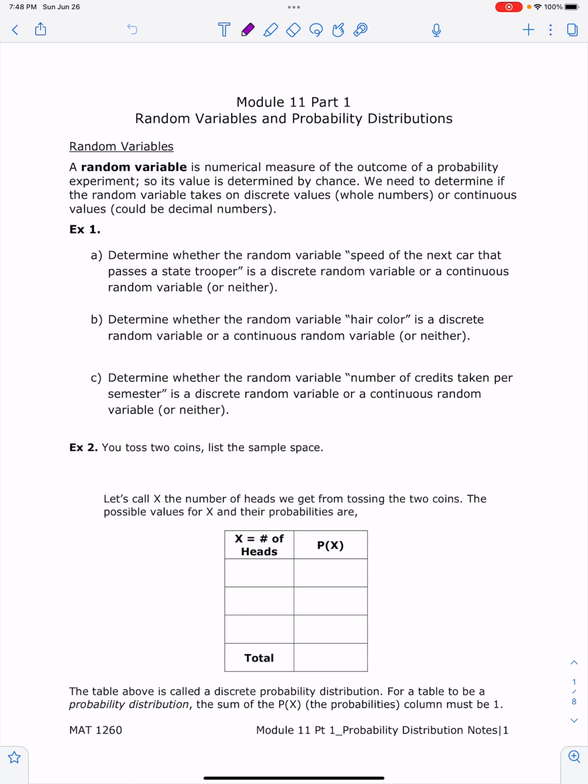These are the Module 11 Part 1 notes. We're talking about random variables and probability distributions. Through Module 11, the material gets more mathy.